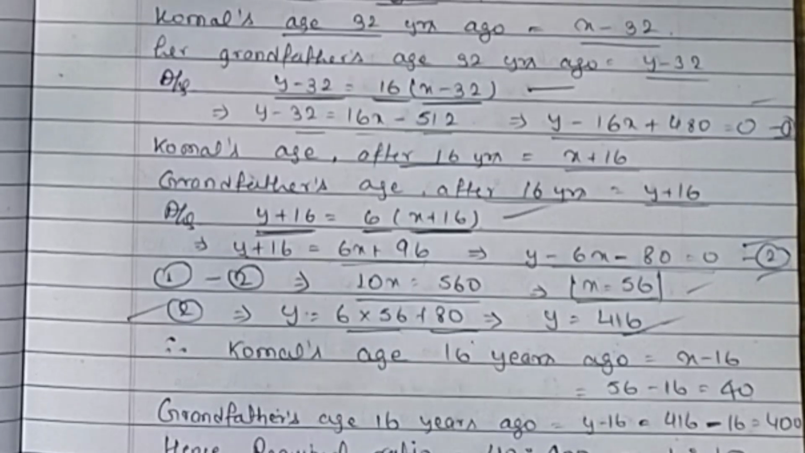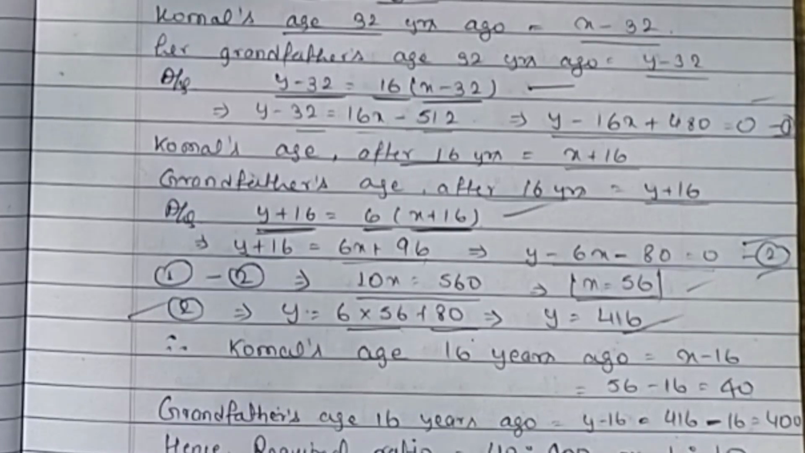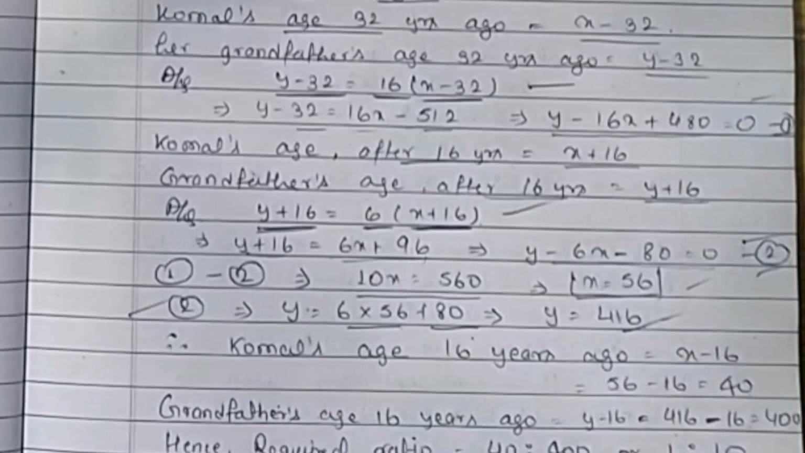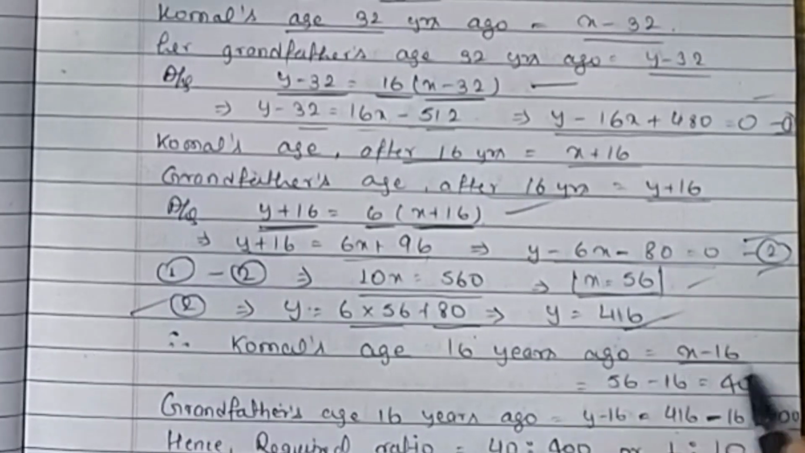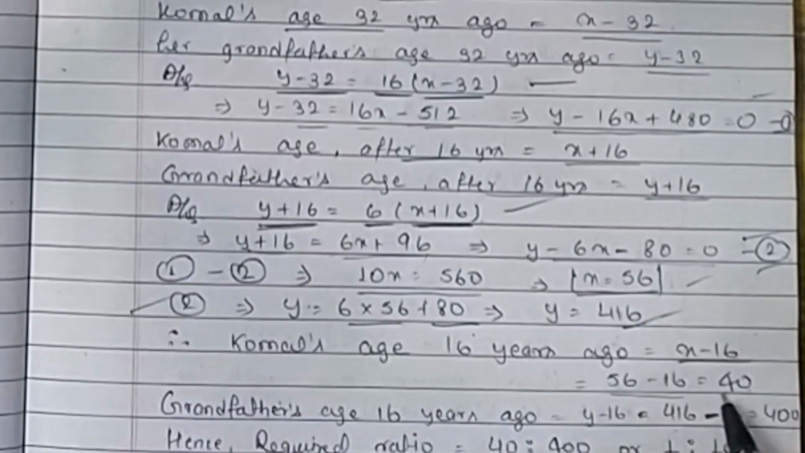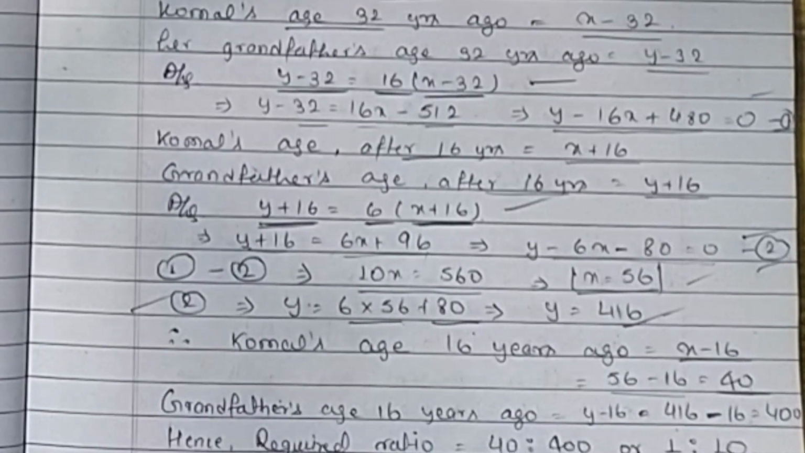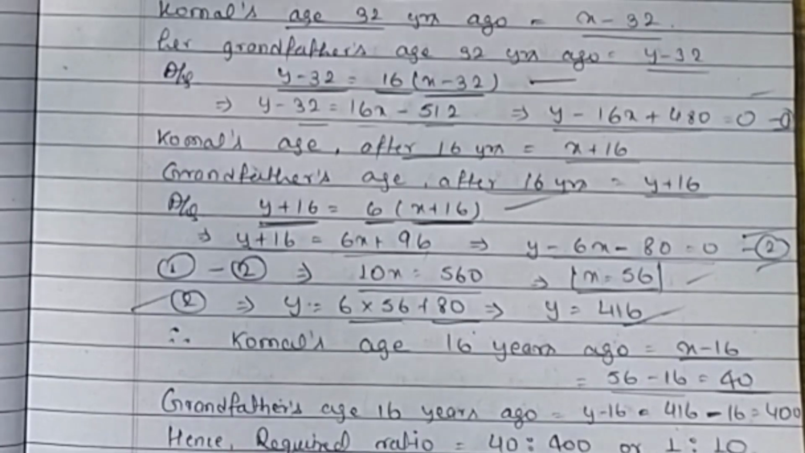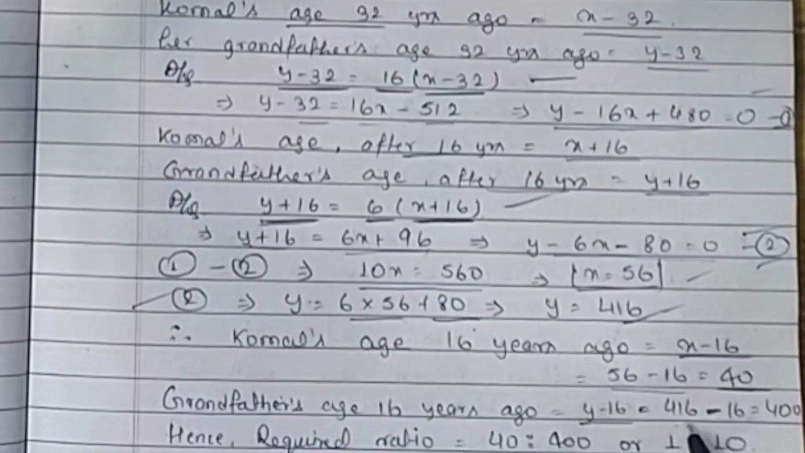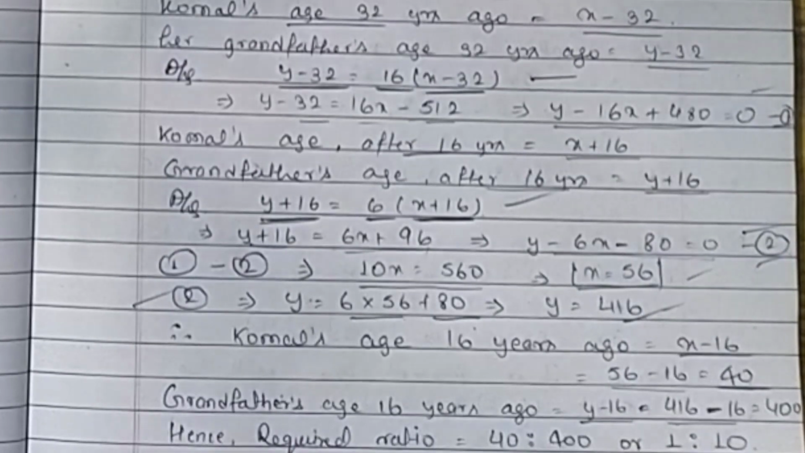Now we have to find the ratio between Komal and her grandfather 16 years ago. So Komal's age 16 years ago will be present age minus 16 years, so x minus 16. If we put the value of x here, we will get 56 minus 16, and hence 40. So Komal's age 16 years ago is 40. Similarly, we have to find grandfather's age 16 years ago. So grandfather's age 16 years ago will be y minus 16, and hence 416 minus 16, which is equal to 400.